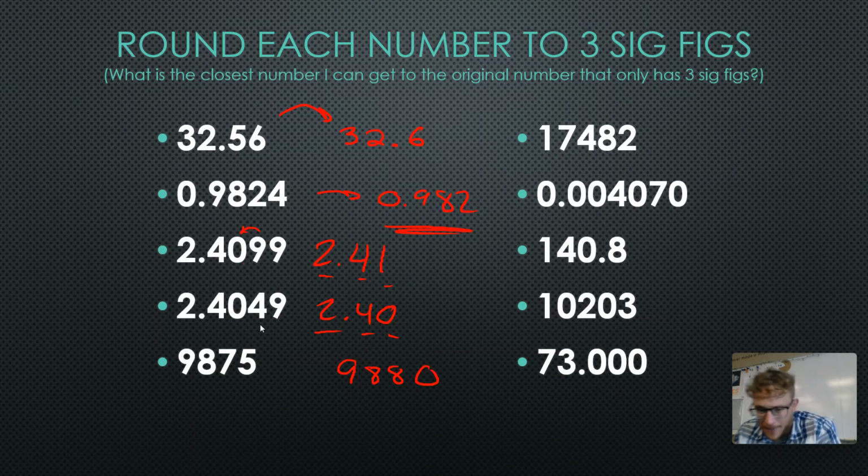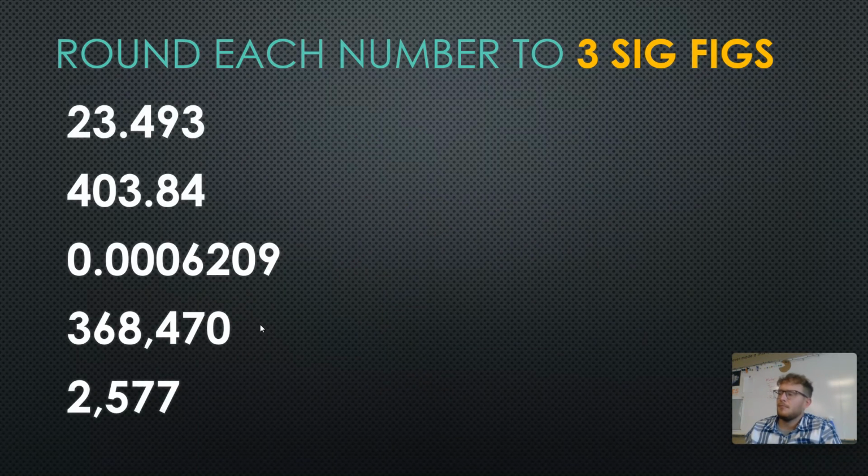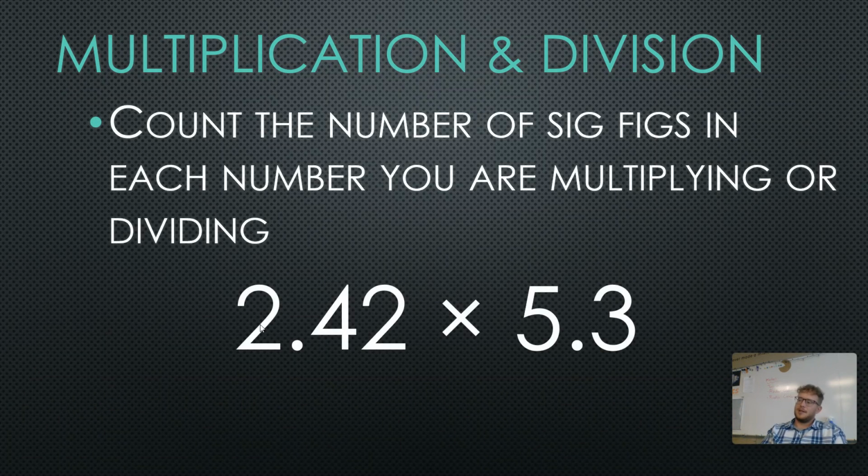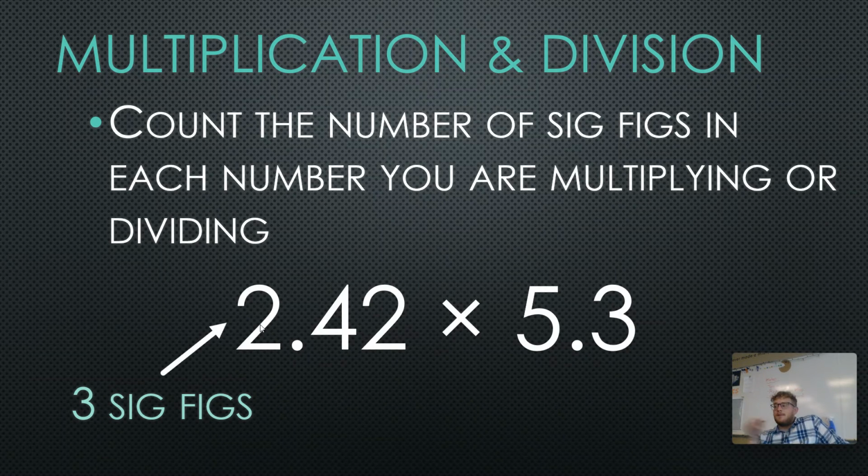There's one last thing we're going to talk about, and that is multiplying and dividing with sig figs. All right, so here we go. This is the final thing. Let's say that you're given 2 measurements, 2.42 and 5.3. If you multiply them, here's the rule. You have to count the number of sig figs in each number you are multiplying or dividing. Fair enough, I can do that. 2.42 has 3 sig figs in it. 5.3 has 2 sig figs in it.